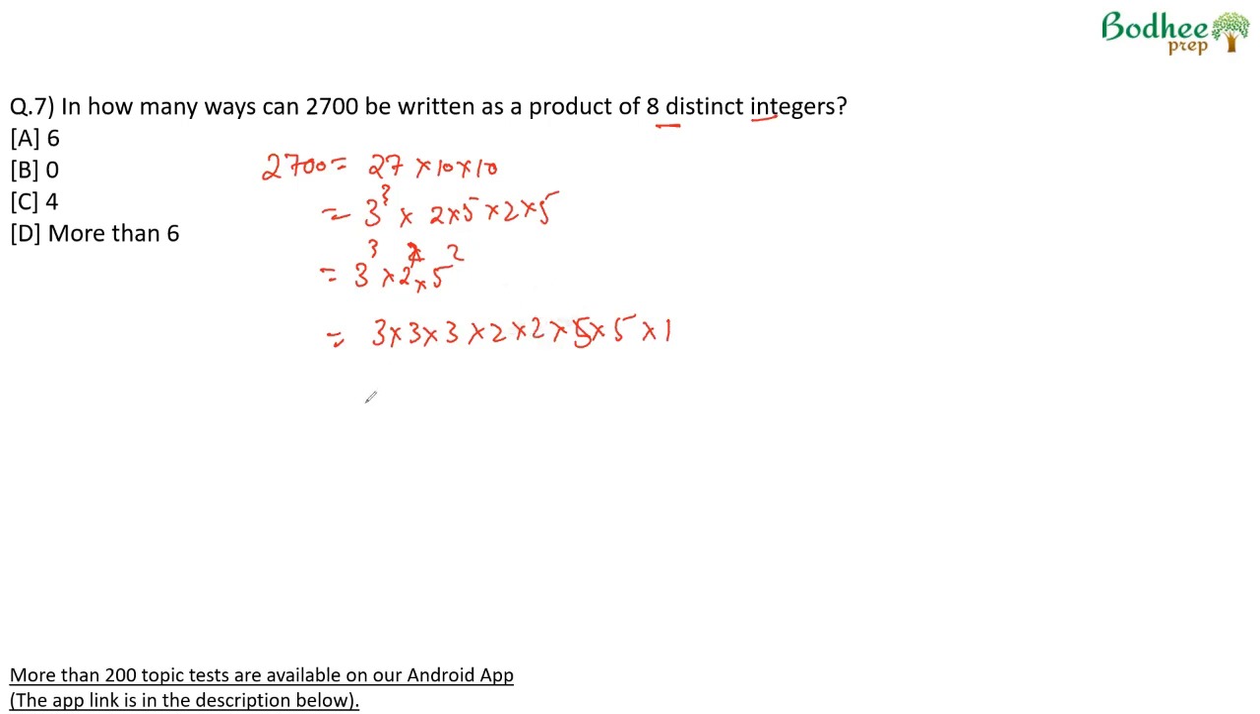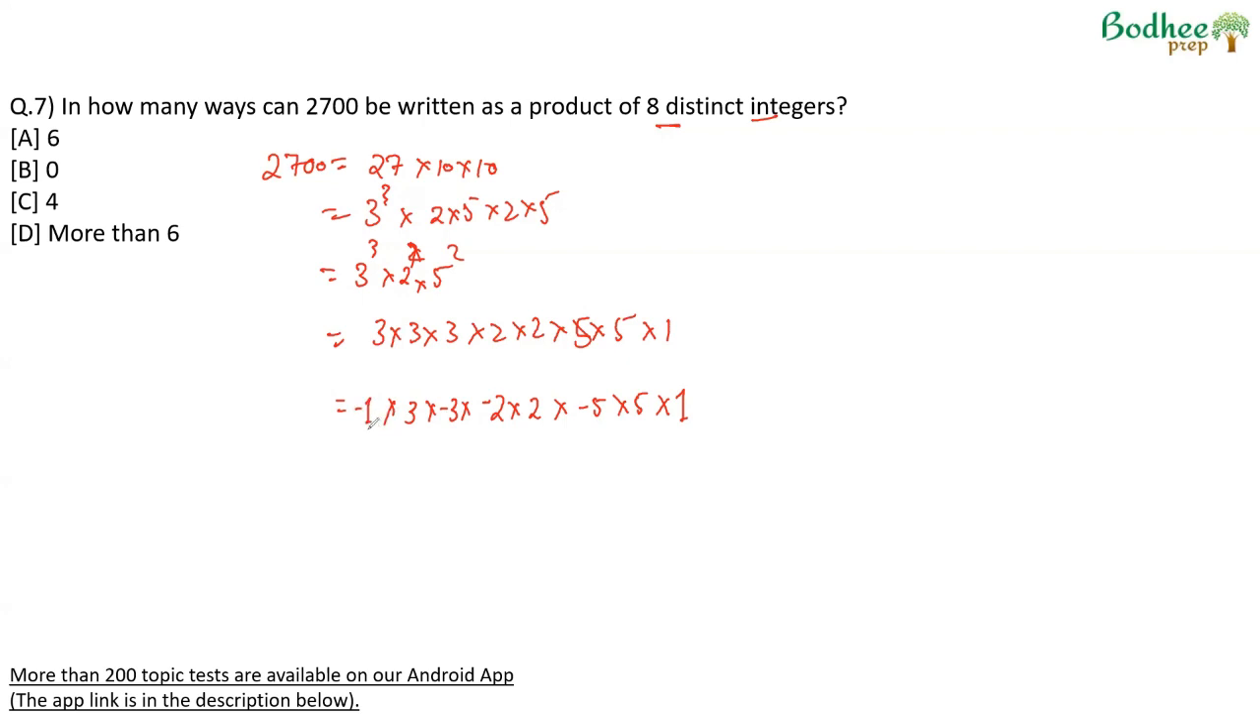So to make them distinct, what we can do is one of the twos we take as negative, the other two we take as positive. One of the 5s we take as negative, the other 5 we take as positive. Similarly, one of the 3s we take negative, the other 3s we take positive. Now there are 1, 2, 3 negative signs. So this product is negative. So we put in a minus 1.